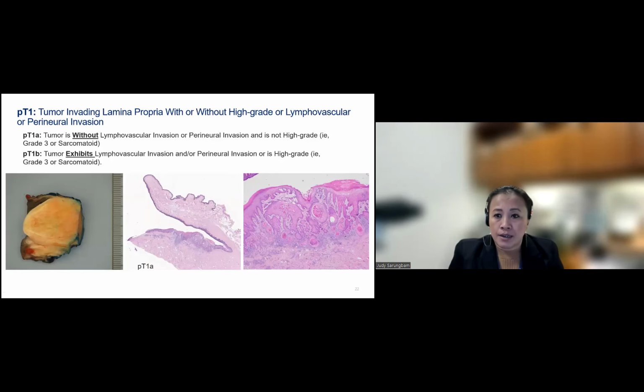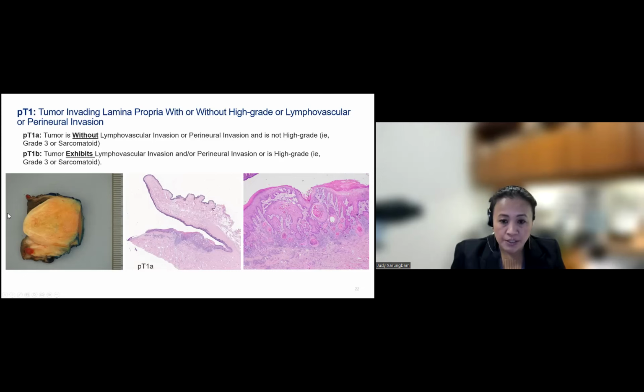pT1 tumors are divided into pT1a and 1b tumors. They are lamina propria invasive tumors, but based on the presence of lymphovascular invasion, perineural invasion, or poorly differentiated, grade 3, or sarcomatoid areas, they are subdivided into pT1a and 1b. Those with one of the features that I have described are called pT1b, and those without are called pT1a. So I have a representation of a pT1a tumor here.